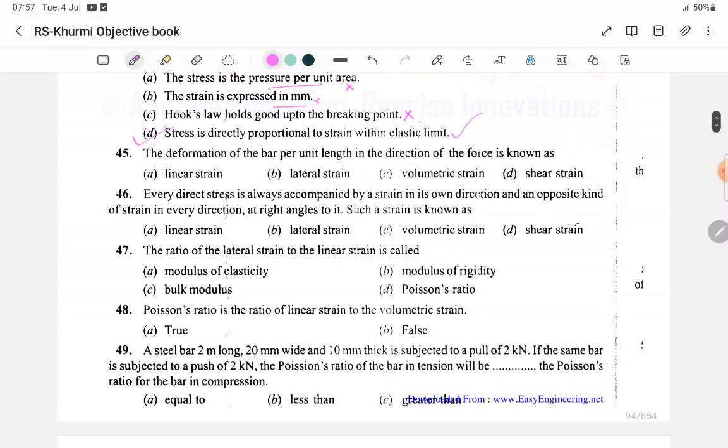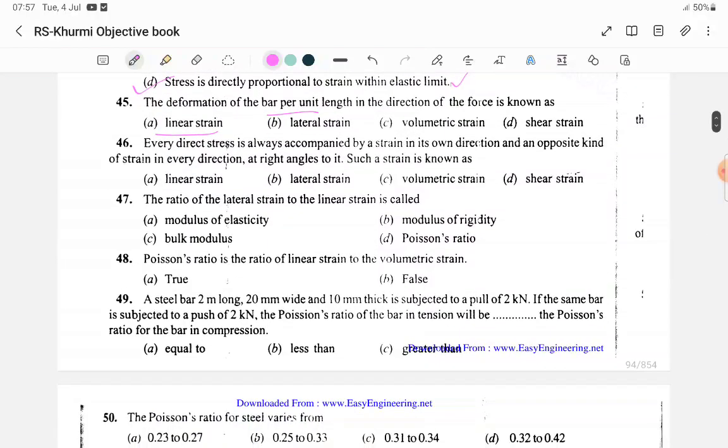The deformation of a bar per unit length in the direction of the force is called linear strain. Every direct stress is always accompanied by a strain in its own direction, and the opposite kind of strain in every direction at right angles to it. Such strain is known as lateral strain. So whenever you apply a push or pull, there is linear strain in that direction, but the body also expands, meaning the diameter will increase, which we call lateral strain.